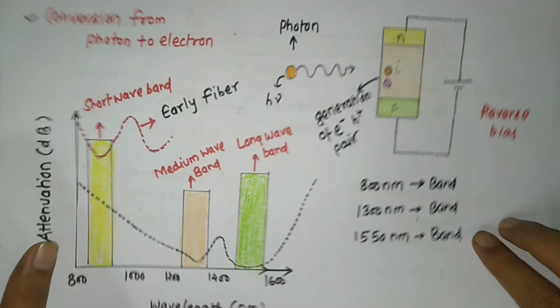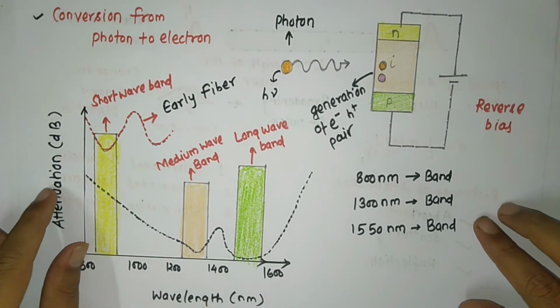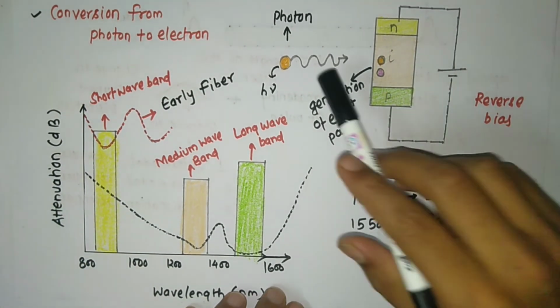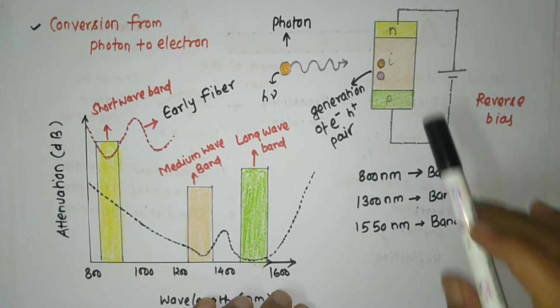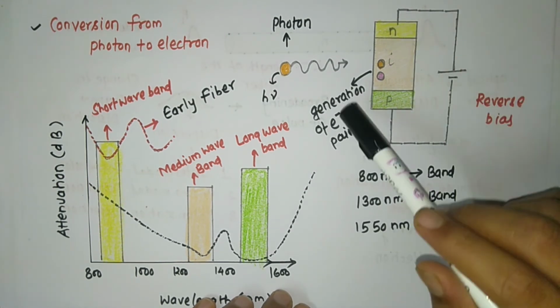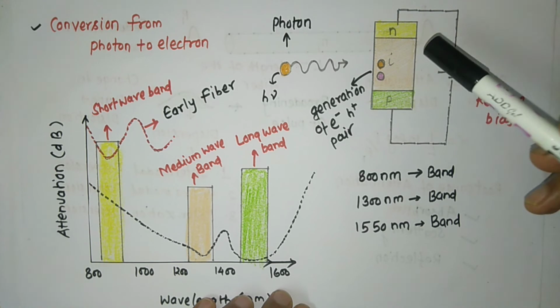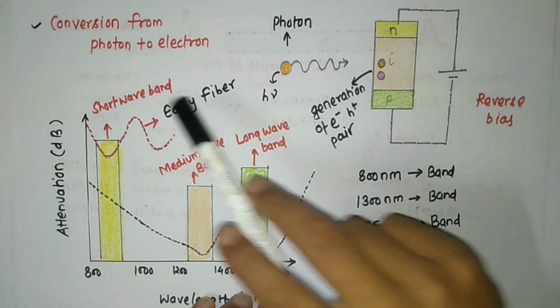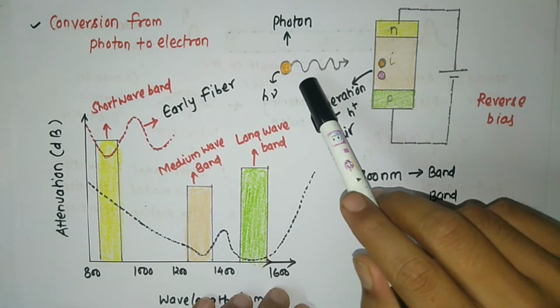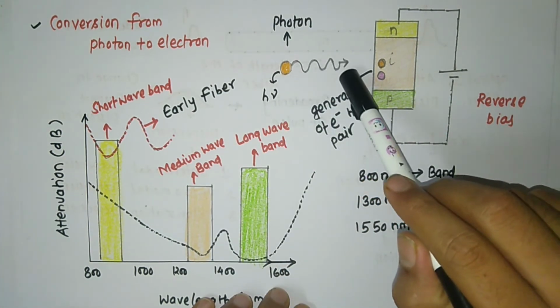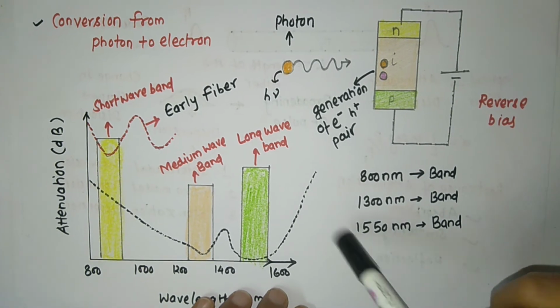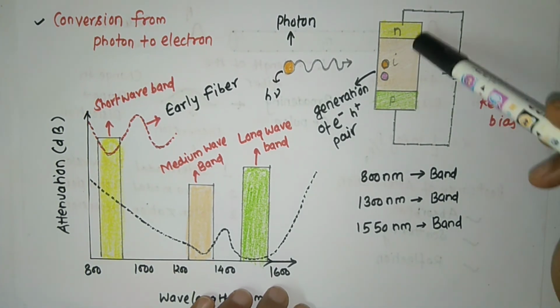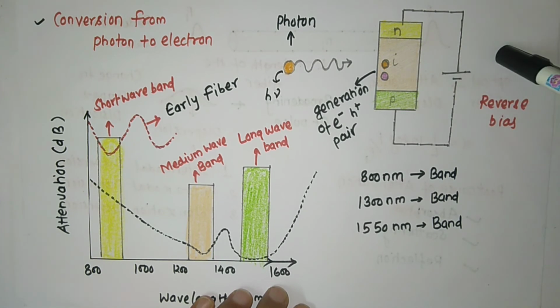Let's talk about the optical detector. An optical detector is a device which converts photon to electron. It works in reverse bias. What are the examples of optical detector? APD detector, PIN detector. These are the two best examples of optical detector, which converts photon to electron, or you can say converts the optical signal to electrical signal. Generally we use a direct band gap semiconductor in this case also.